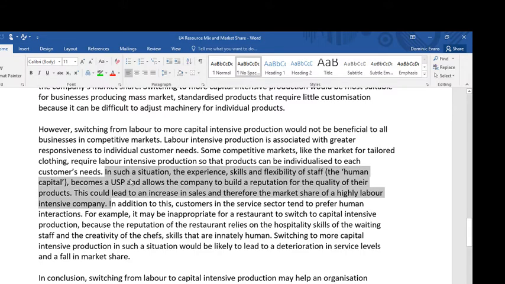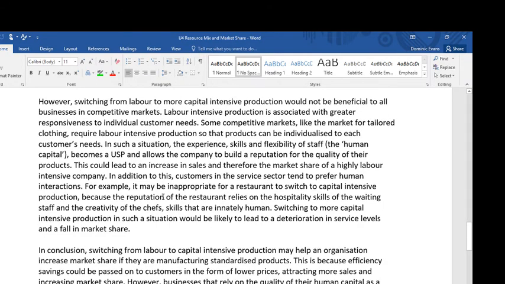Have I said that? In such a situation, the experience, skills and flexibility of the staff becomes a USP and allows the company to build a reputation for the quality of their products. This could lead to an increase in sales and therefore the market share of a highly labour-intensive company. Yeah, so in some scenarios, it's the experience, skills and flexibility of the staff that is going to enable that company to increase its market share. Therefore, getting rid of those staff because you've replaced them with machinery is not going to be beneficial and won't increase market share.